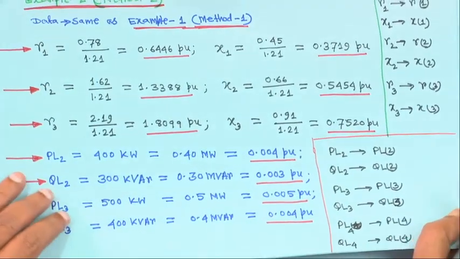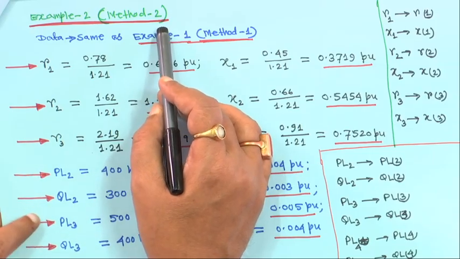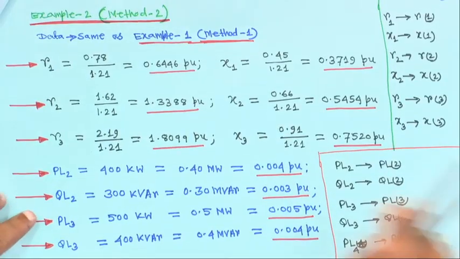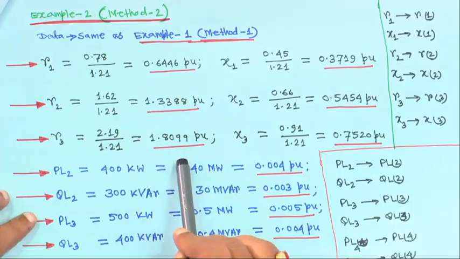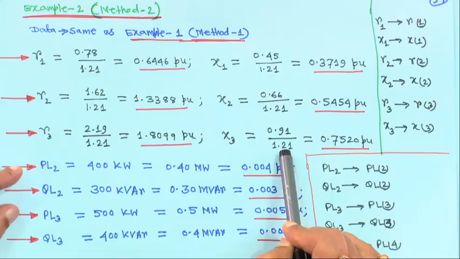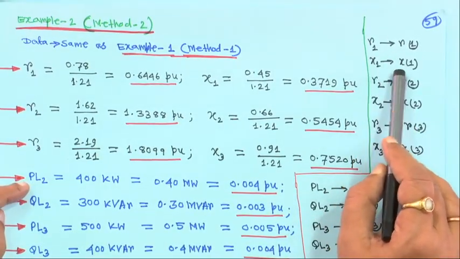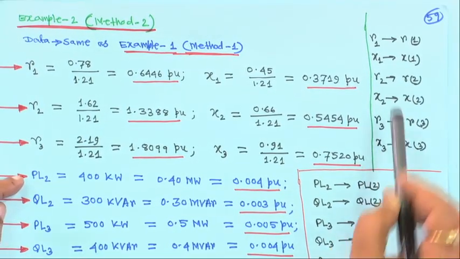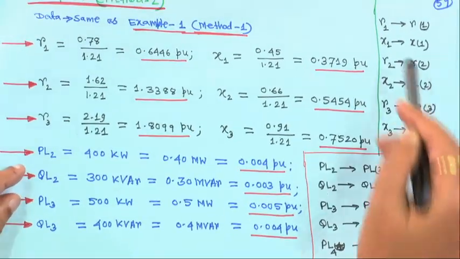Now, example 2, that is method 2. We will take the same data for the purpose of comparison. The data is the same as example 1 of method 1, but here everything is rewritten, because R1, R2, R3 and x1, x2, x3 are all converted to per unit. The meaning is the same, R suffix 1 and R bracket 1, x1 and x bracket 1 are the same. When writing mathematics we use one notation, if you write code you will use the other.